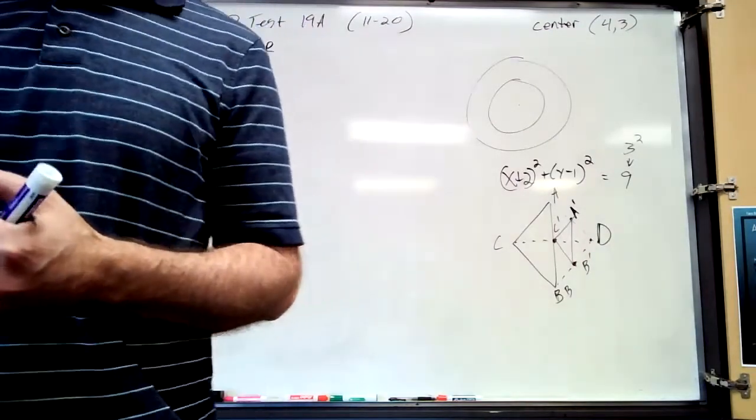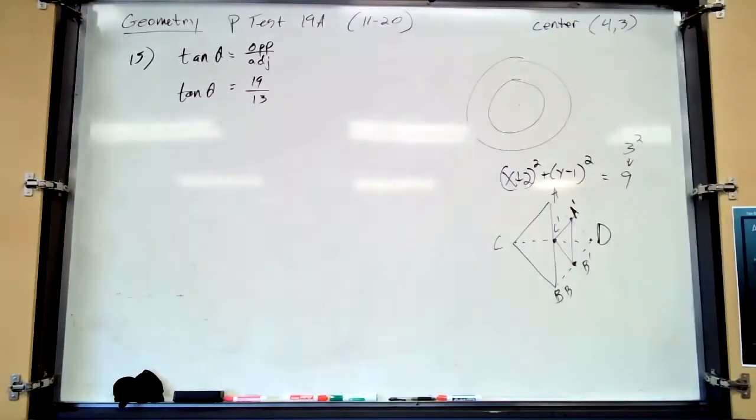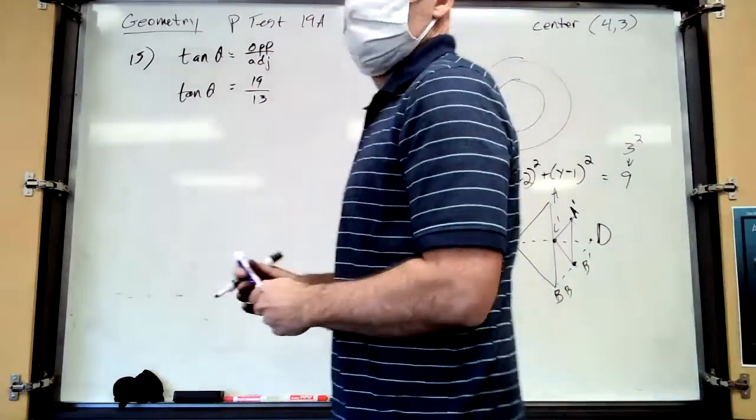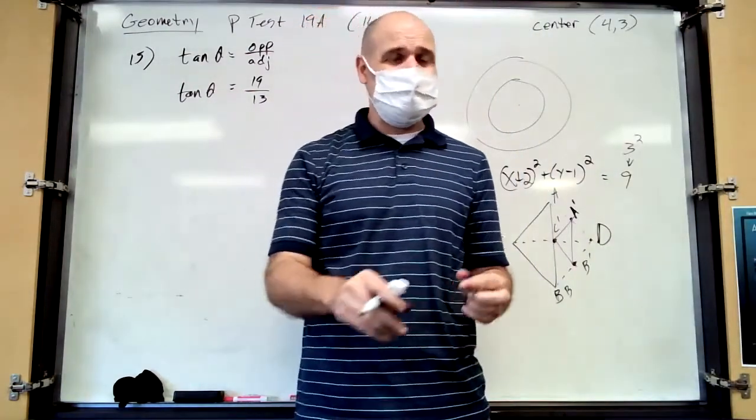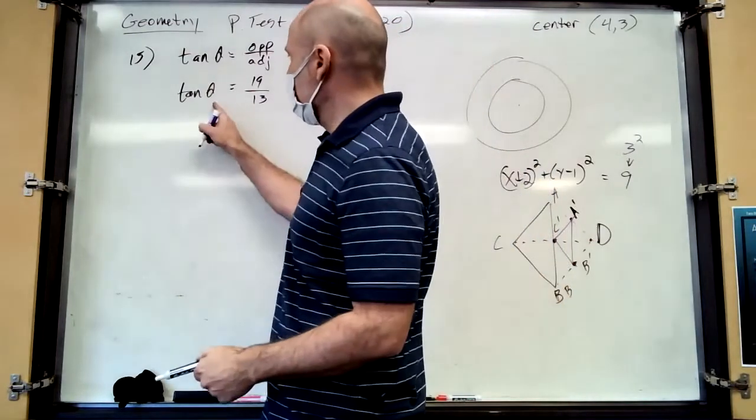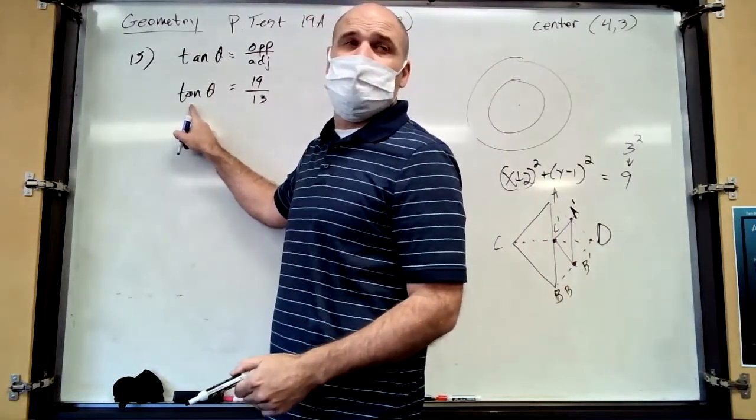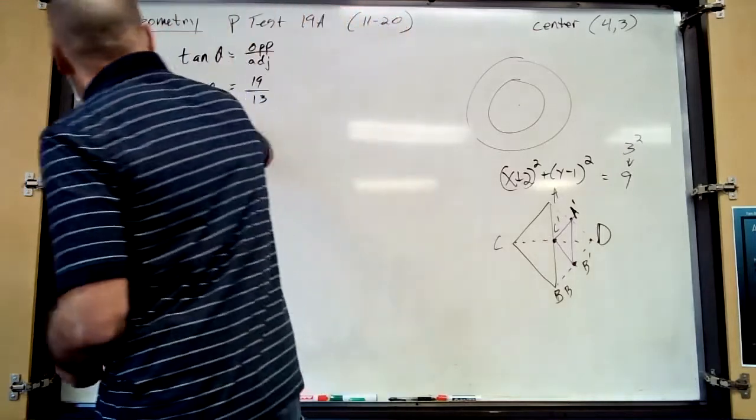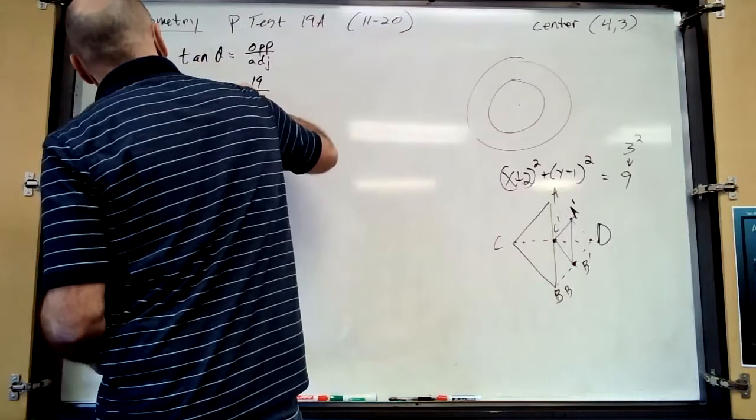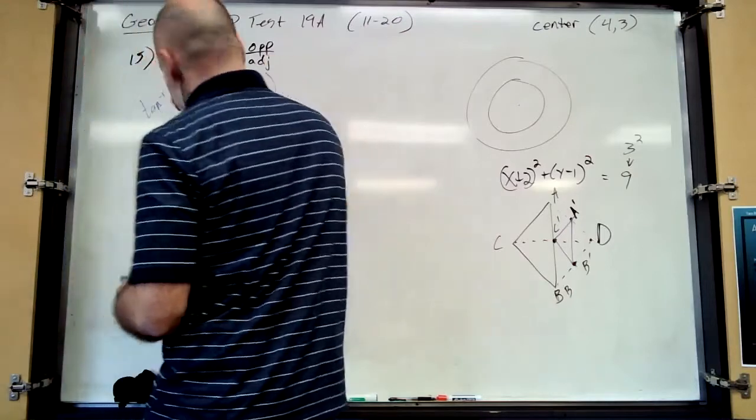But that's just going to give you tan of theta. If you do 19 divided by 13, what's going to give you theta? How do you get theta now? You have to get it by itself. So how do you get rid of the tan? It's inverse tan, yep. So you're going to inverse tan both sides.